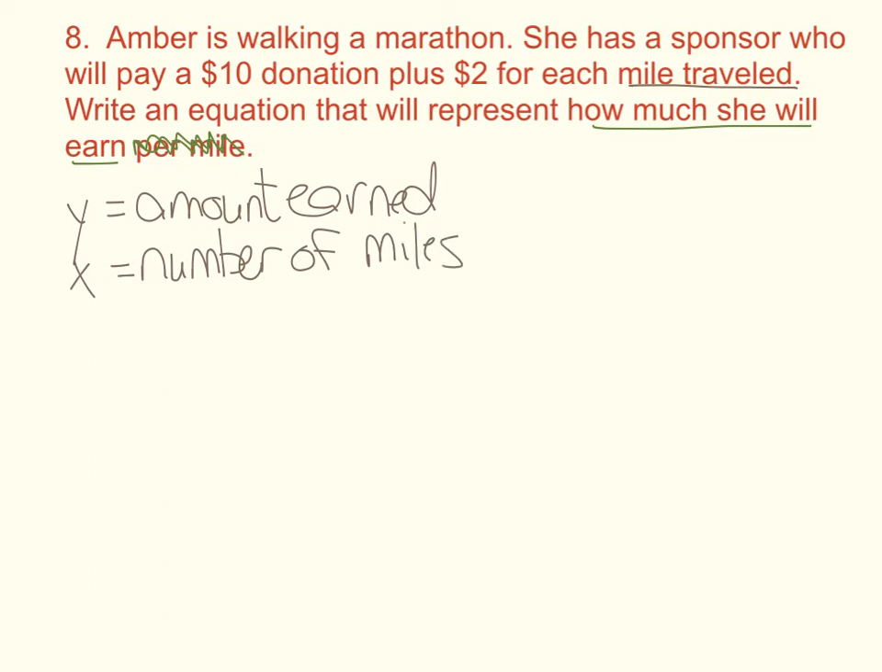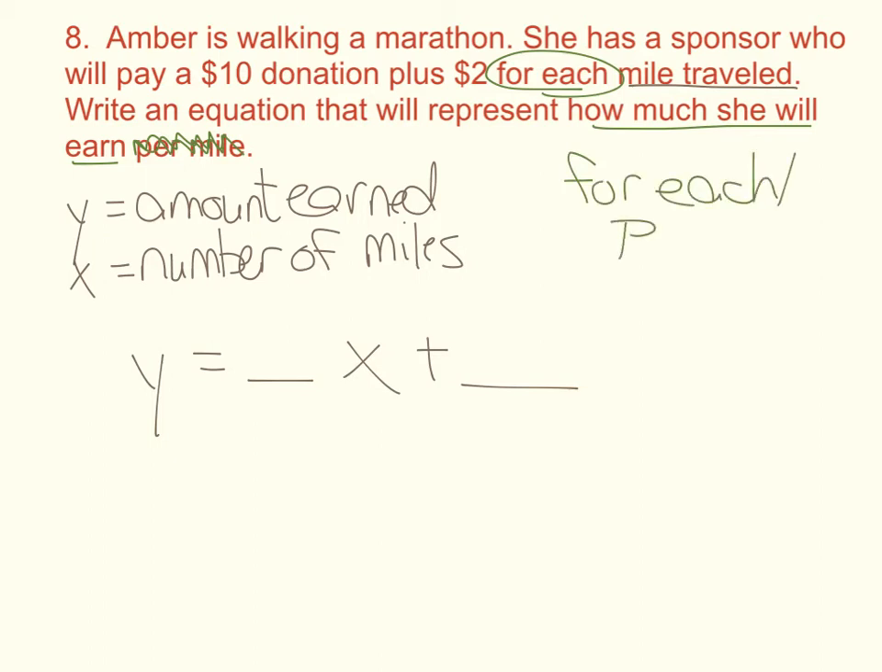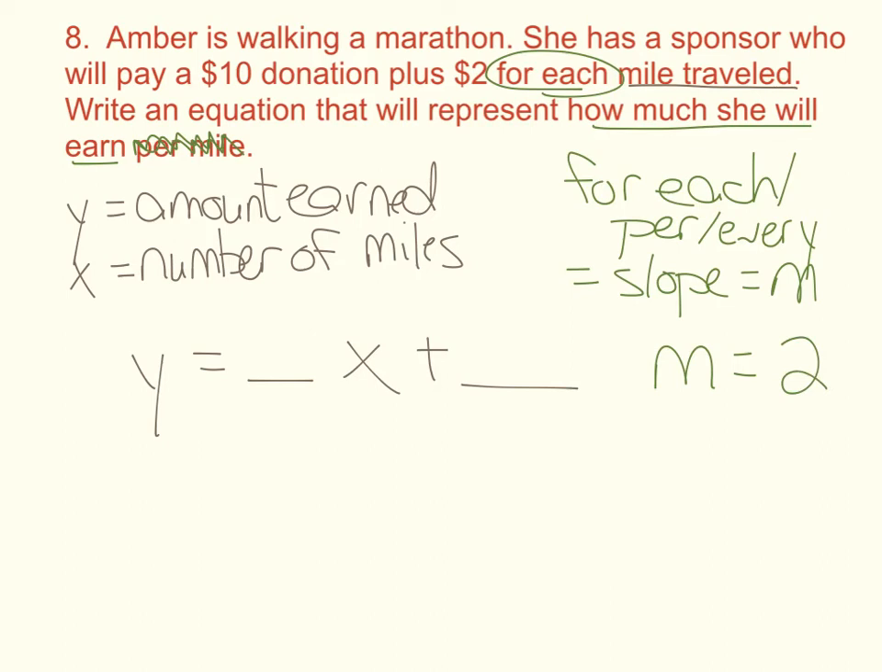Okay, so we're going to have y equals something x and often plus something. So let's look at that. First thing we need is our m, right? We need our slope. So we look up here and we see the words for each, or sometimes they'll do per, or every, that is your slope. That is m, right? So in this case, m is 2.